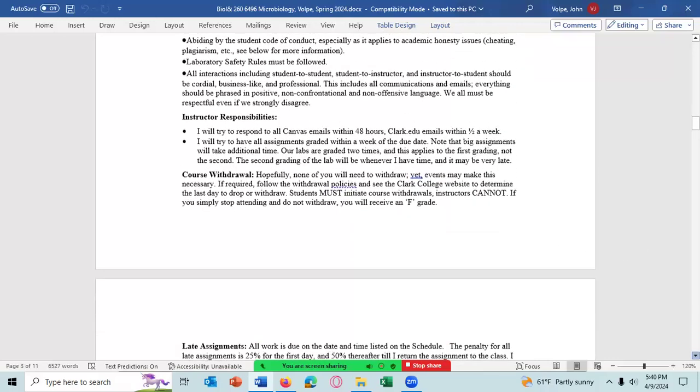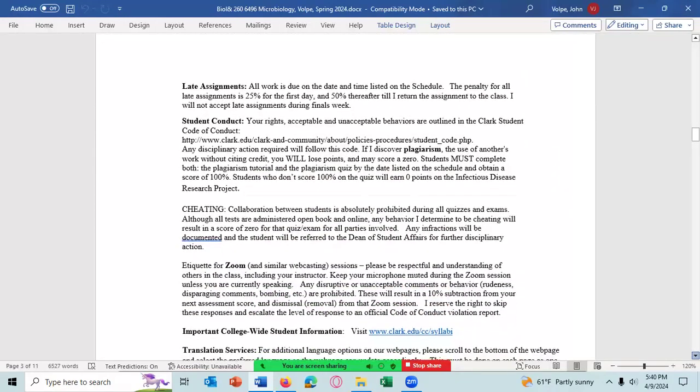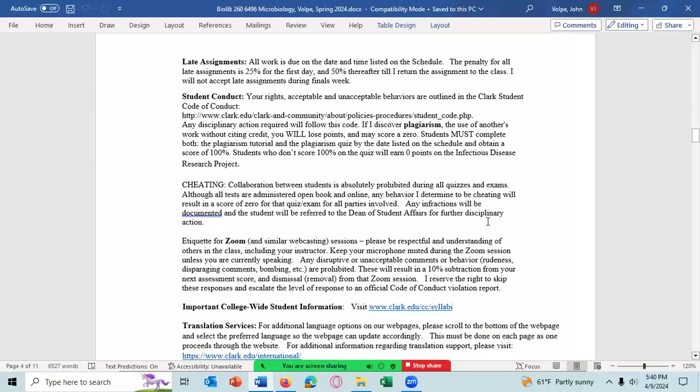I'll let you read about course withdrawal, late assignments. I do accept late assignments. However, you cannot turn them into Canvas. You have to email me a late assignment. If an assignment is 1 day late, you get a 10% penalty. After that, you'll get a 50% penalty. And you may turn in assignments all the way until finals week. Once finals week begins, I no longer accept late assignments.